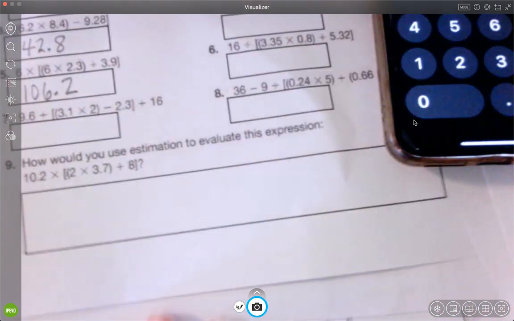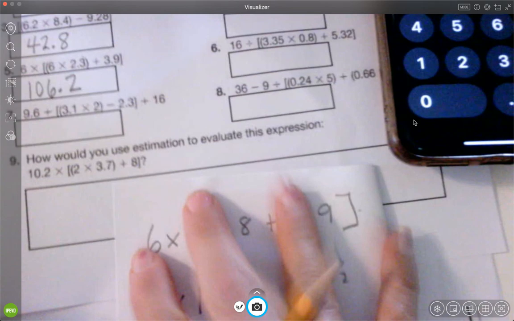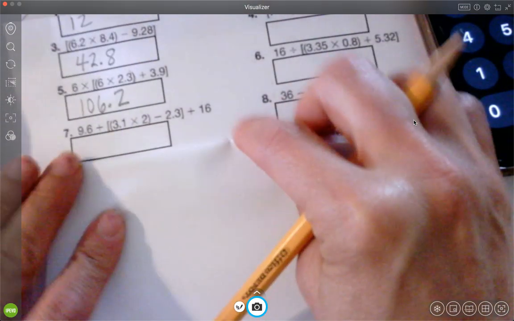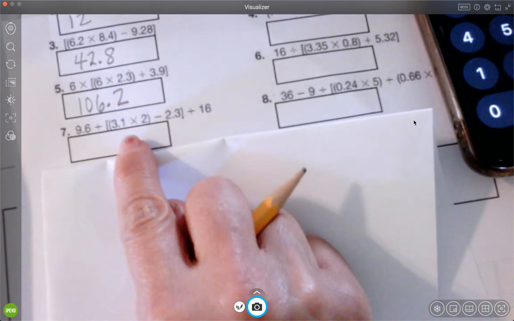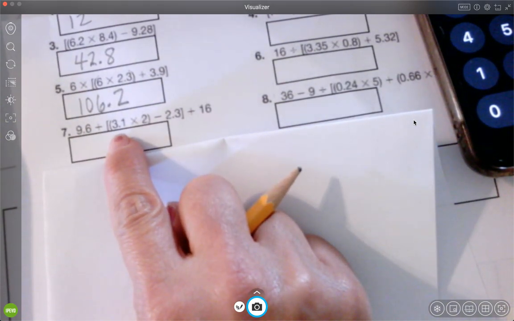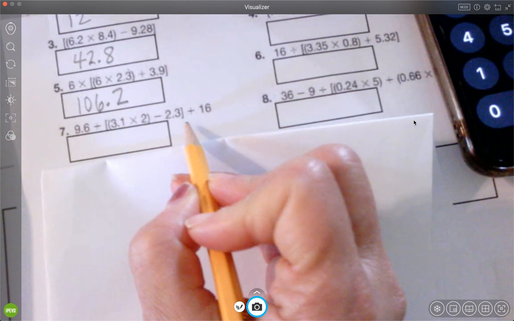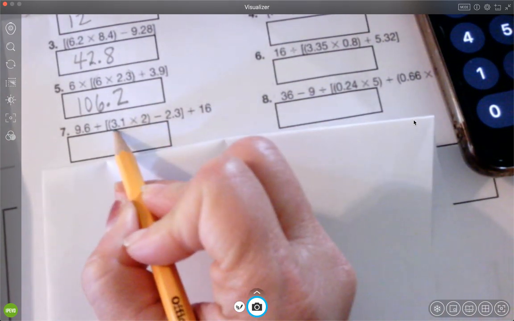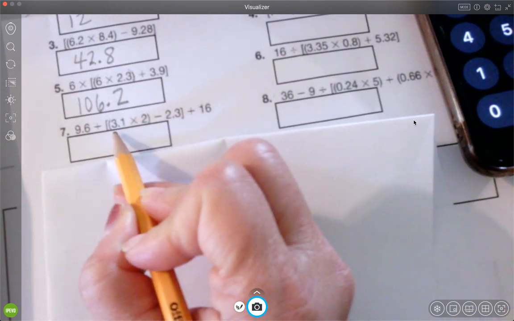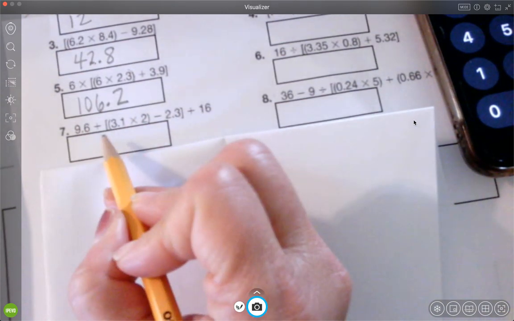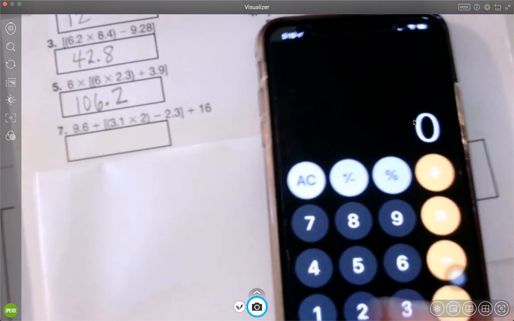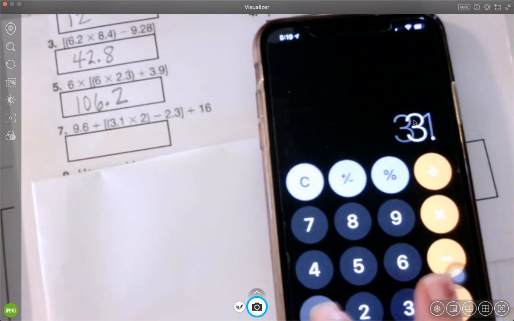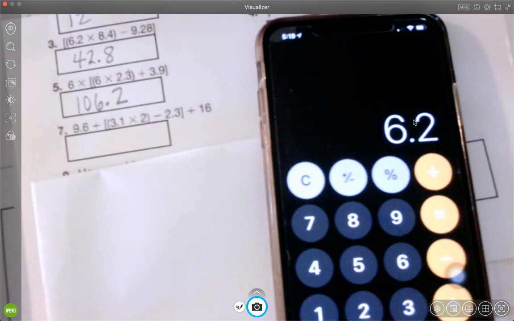Okay. So my next problem, again, I see multiple brackets. So I have 9.6 plus, and then in parentheses, I've got two sets of brackets here. I'm going to do my inside ones first. So my first problem here is going to be to do 3.1 times 2, because that's the innermost parentheses. So I'm going to do 3.1 times 2, and I get 6.2.